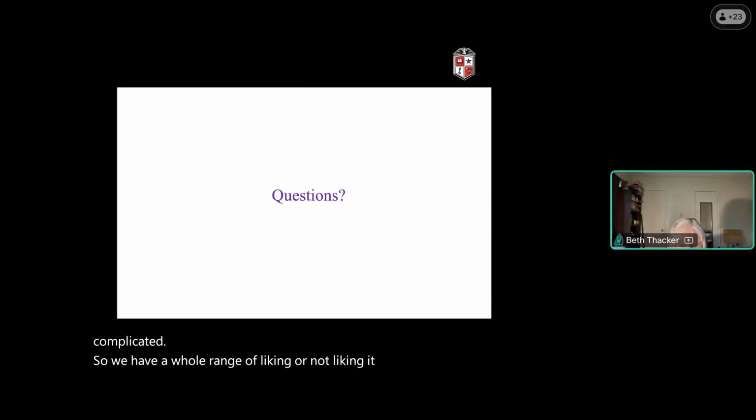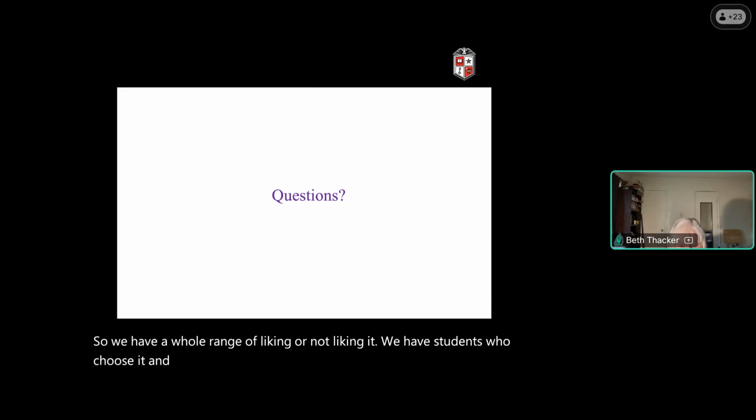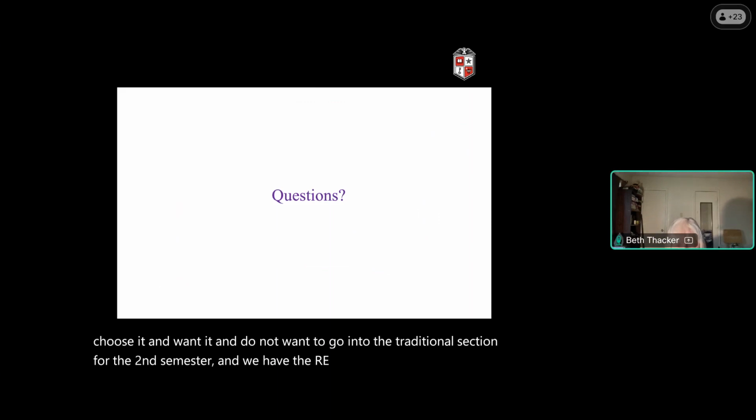We have students who choose it and want it and do not want to go into the traditional section for the second semester, and we have the reverse. But this is observations, based on the evaluations that we have. Beyond that, I haven't done any research on it.